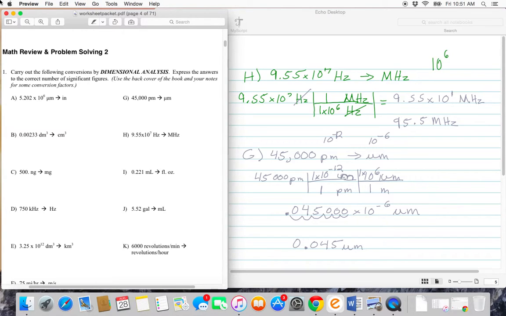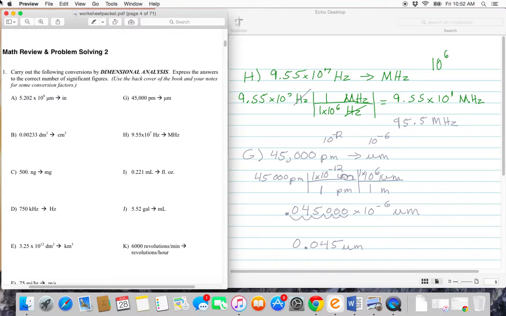Without going to the calculator, I hope that you're comfortable in doing this and realizing that when you are dividing scientific notation, you are subtracting the exponents from one another. So the denominator exponent gets subtracted from the numerator exponent, which means that we have 7 minus 6, which means that our answer is going to be 9.55 times 10 to the positive 1. And we must not forget our units, megahertz.